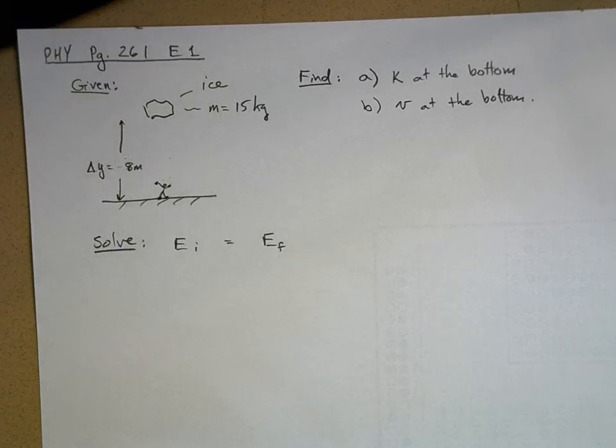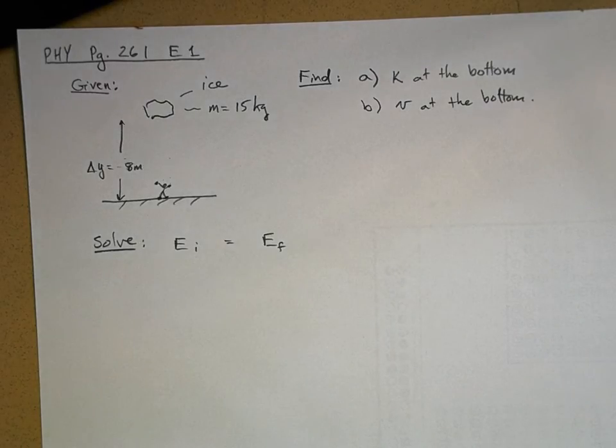Okay, we're going to do example problem 1 on page 261. I'll read the problem. It says a large chunk of ice with a mass of 15 kilograms falls from a roof 8 meters above the ground. A, ignoring air resistance, find the kinetic energy of the ice when it reaches the ground. And B, what is the speed of the ice when it reaches the ground?